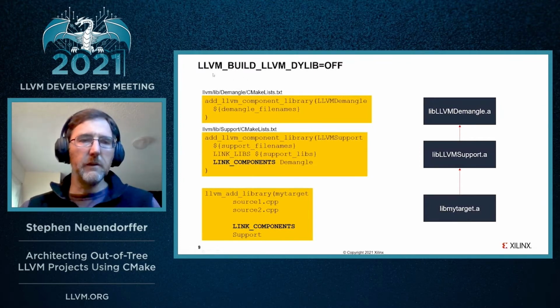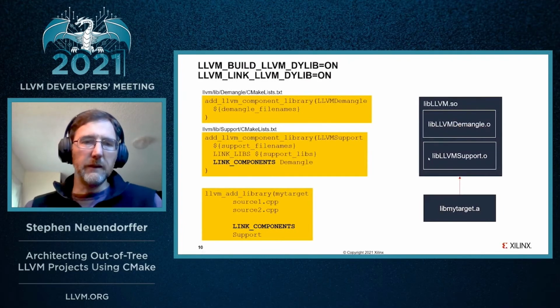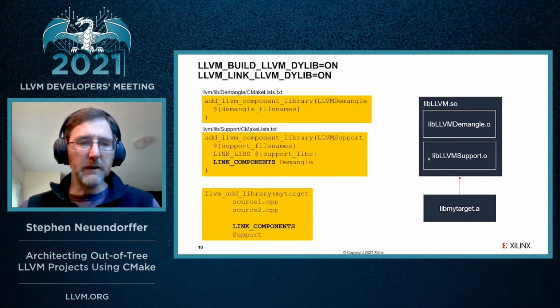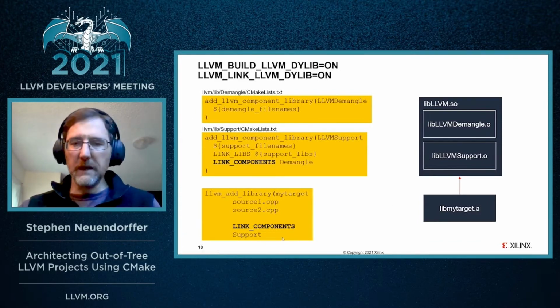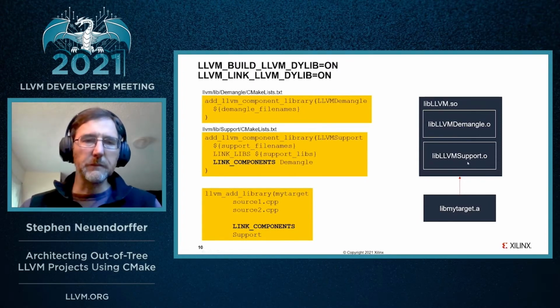So by default, if you configure with LLVM_BUILD_LLVM_DYLIB equals OFF in CMake, then what you'll get is three static libraries: libMyTarget.a that depends on LLVMSupport, and LLVMSupport that depends on LLVMDemangle. Now, if we set the right options in order to compile and link with libLLVM.so, then without changing any of the CMake declarations, we can get a very different build process. So in this case, we have a static library for our project, but the static library links against libLLVM.so, which contains all the code from the Demangle and Support libraries.